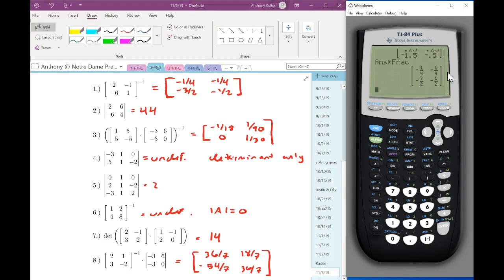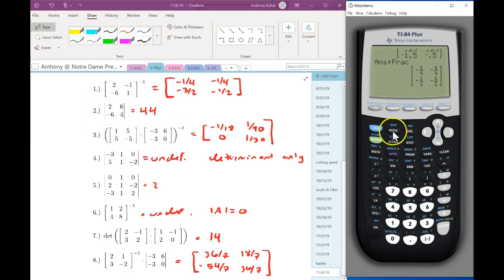Everybody feel okay there? Let's do number 2. In number 2, we're going to be taking a determinant. Yes, Andrew? I pressed the math button, and then I just chose the fraction command and pressed enter.